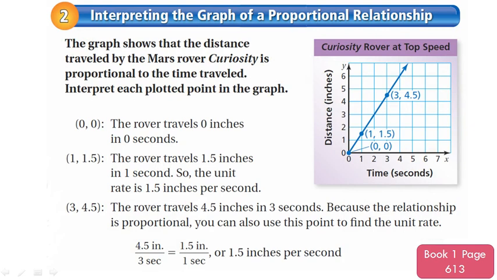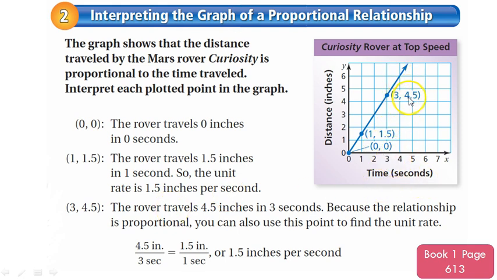The graph shows that the distance traveled by the Mars rover Curiosity is proportional to the time traveled. Interpret each plot point on the graph. (0, 0), by interpreting this, means that the rover traveled 0 inches in 0 seconds. At the next point, (1, 1.5), the rover travels 1.5 inches in 1 second. So the unit rate is 1.5 inches per second.